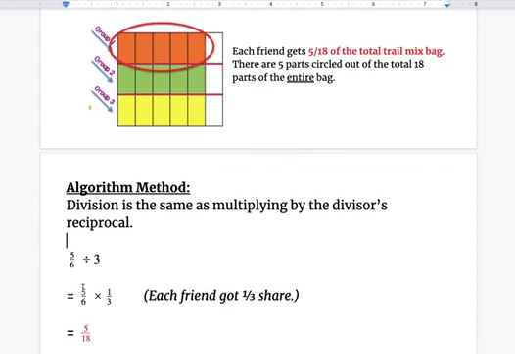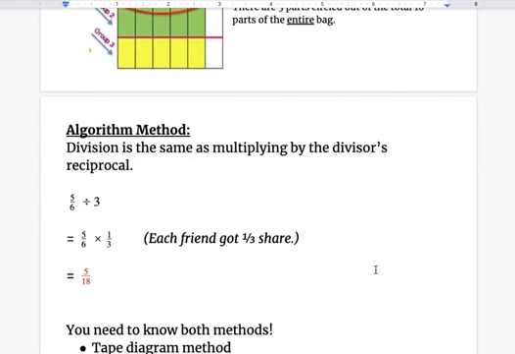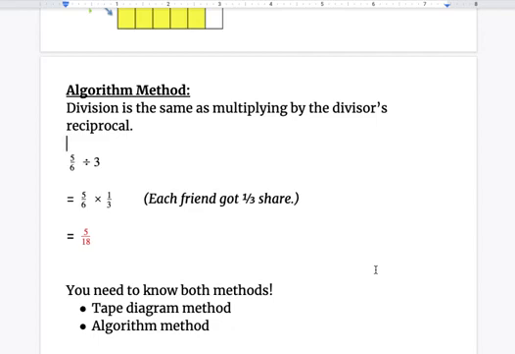Then for the math, we would multiply top and top, 5 times 1, and bottom times bottom, 6 times 3. And we would still end up with 5/18, which was the answer we got for the tape diagram. Much quicker. However, you need to remember the shortcut. So you're keeping the total the same. You are multiplying instead of dividing, and you're changing that divisor into the reciprocal. You will need to know both methods, the tape diagram method and the algorithm method.